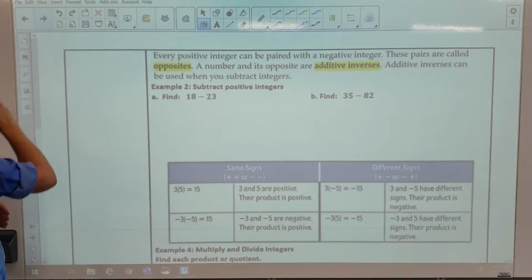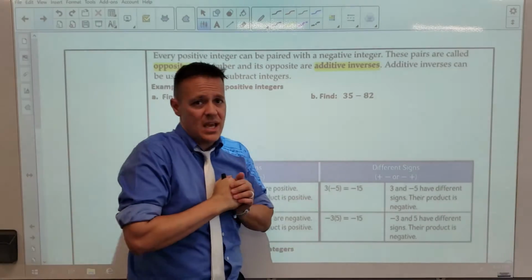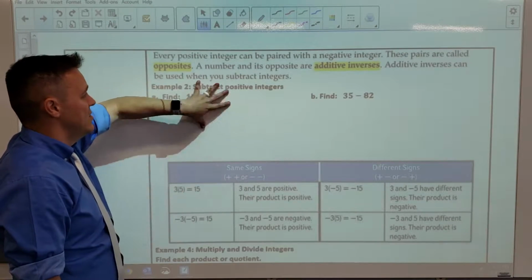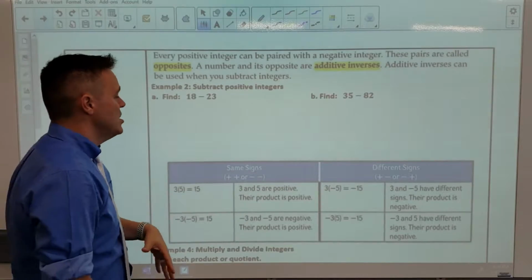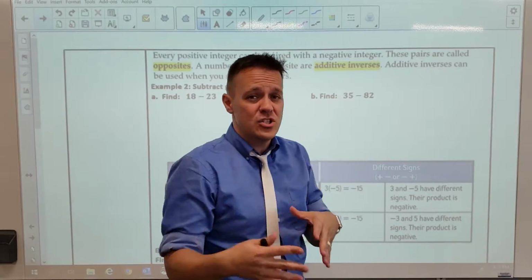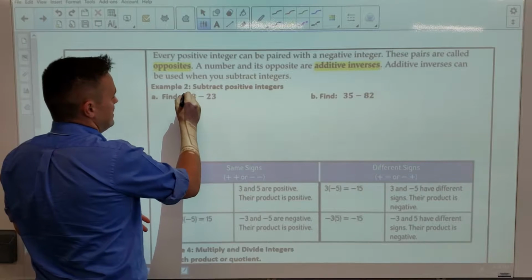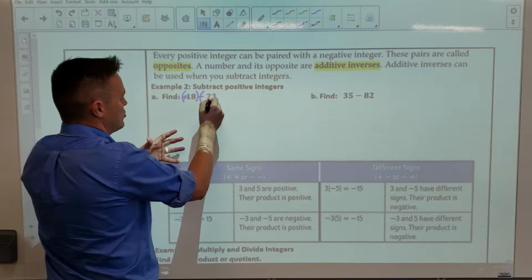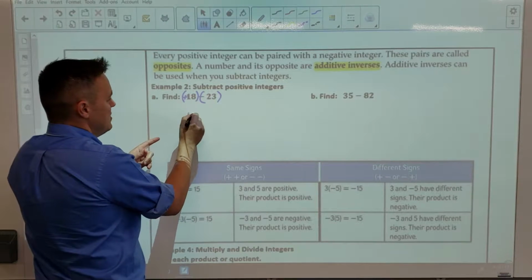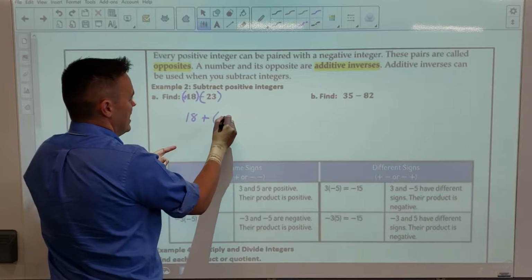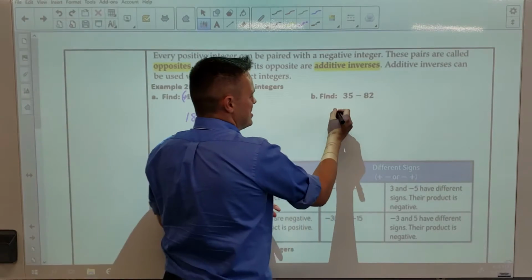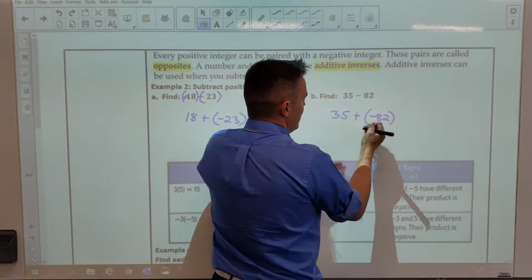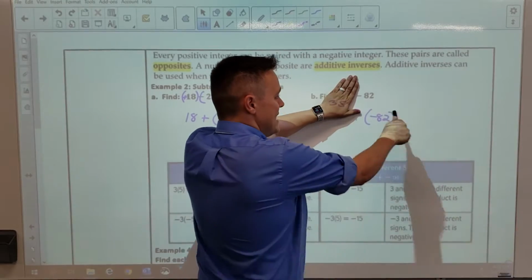So an analogy needs to go through your heads as you're going through this. This would be kind of the same thing. Each positive integer is paired with a negative, its additive inverse, so subtract the positives. What I need to make sure you understand is what the subtraction means now. It's positive 18, and basically you're going to add a negative 23. This can also be written as 18 plus negative 23. It's the same way with 35 plus negative 82. The negative in front of it means that this now is a negative number.